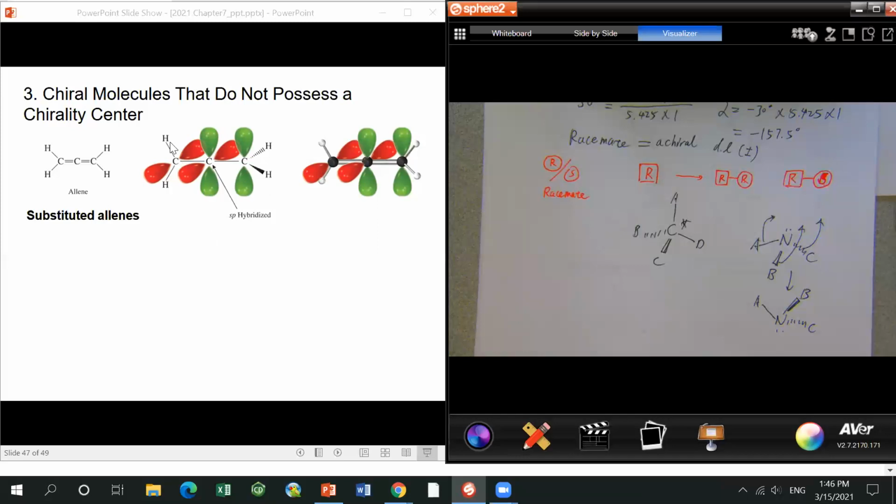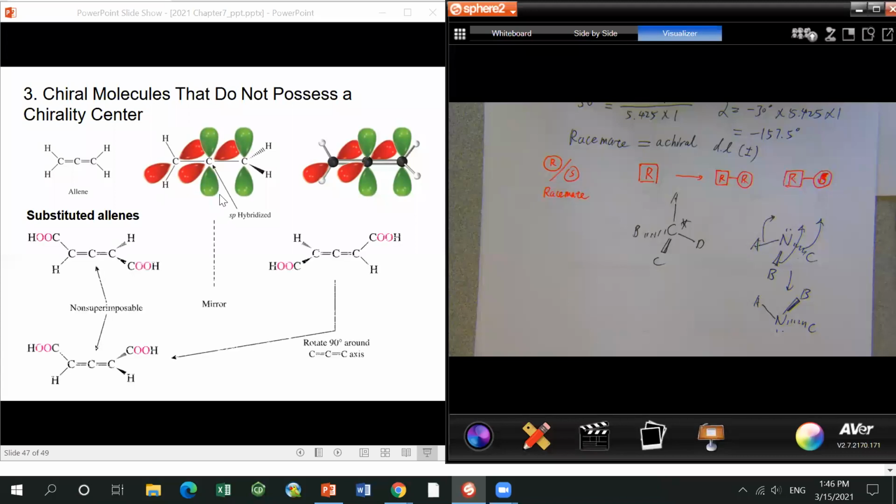If we change these hydrogens to some other substituents, there's a possibility we generate a chiral molecule. For example, we change two of the hydrogens into a CH2OH group. If you draw the mirror image, you find that these two are non-superimposable, so they should be a pair of enantiomers. In reality, for this molecule you cannot find any simple plane that cuts through it and makes one half a mirror image of the other half, because one goes up and one goes outside. Whatever you try, there's no way to get a simple plane. That means this whole molecule is chiral.